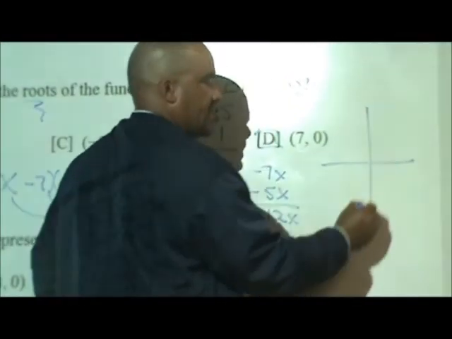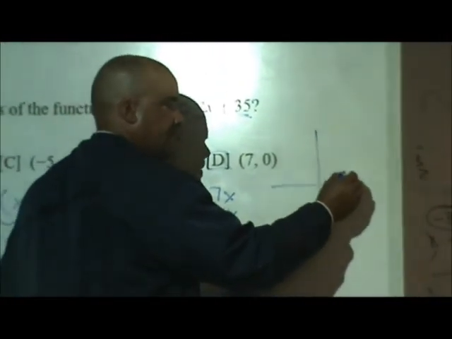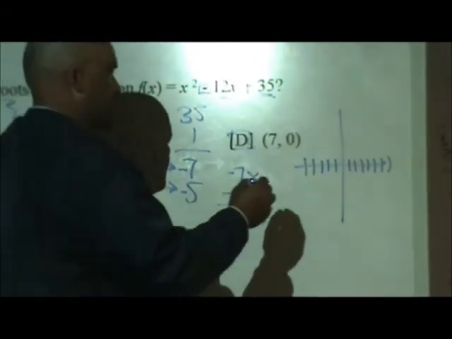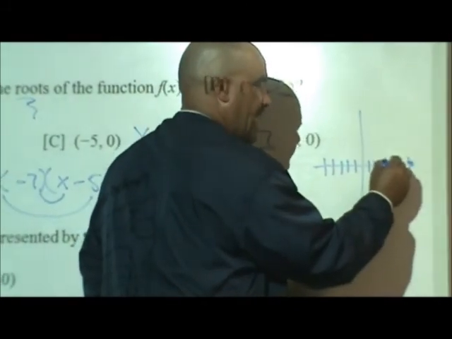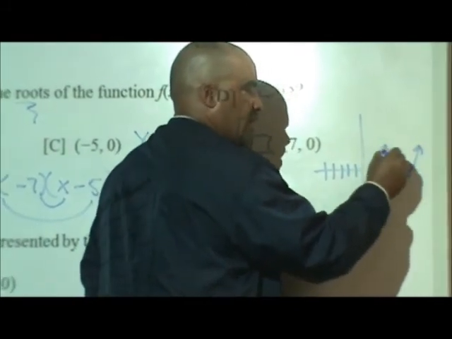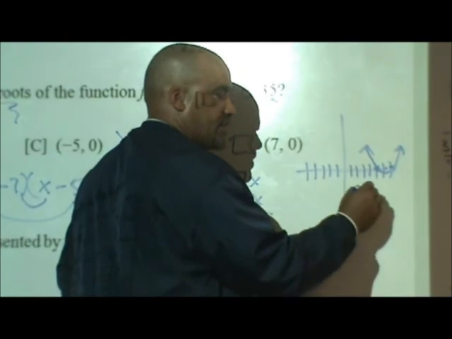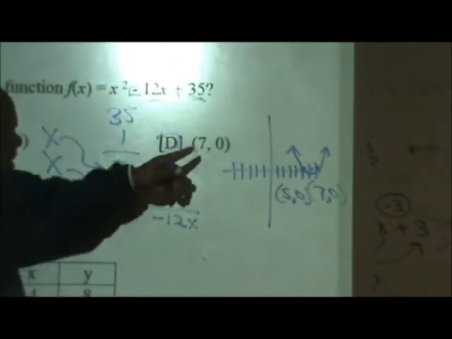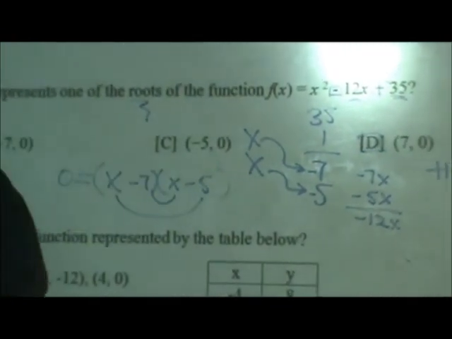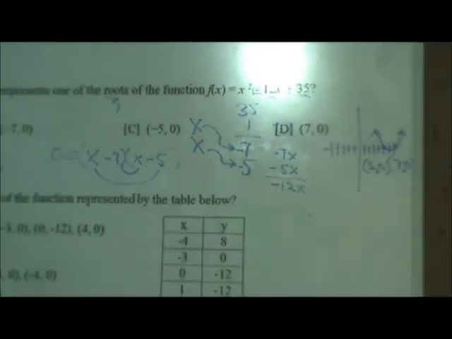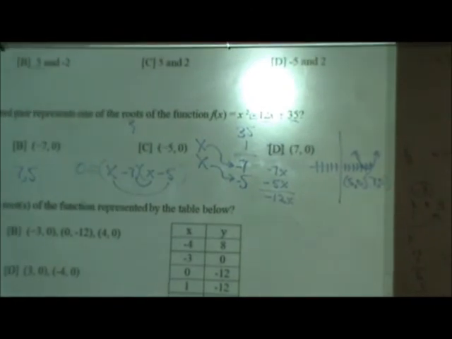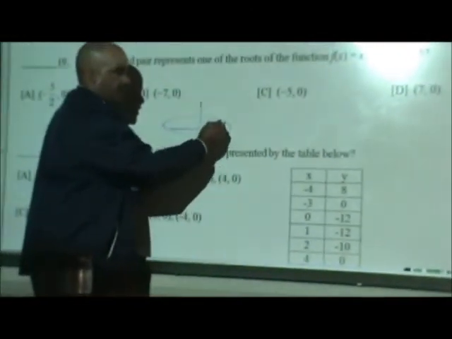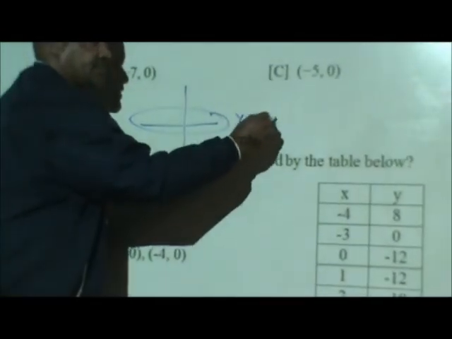Counting on the graph: 1, 2, 3, 4, 5, 6, 7, and 1, 2, 3, 4, 5. Not negative 5, it's 5. 7 and 5 were the solutions, okay? What's the coordinates? That's 5, 0, and that's 7, 0. And they just had one of them. All right, and we're looking for the roots. We've already determined the roots are where it crosses the x-axis.